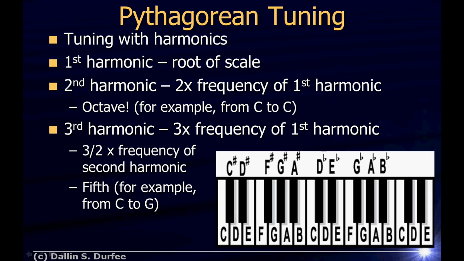Now this is a slightly different definition of the fifth than what we get for equal temperament. Remember, in equal temperament, the fifth is a factor of 2^(7/12), which is 1.4983. But in Pythagorean tuning, we're going to define the fifth to be a factor of 3/2, which is 1.5. So almost the same, a little bit different.